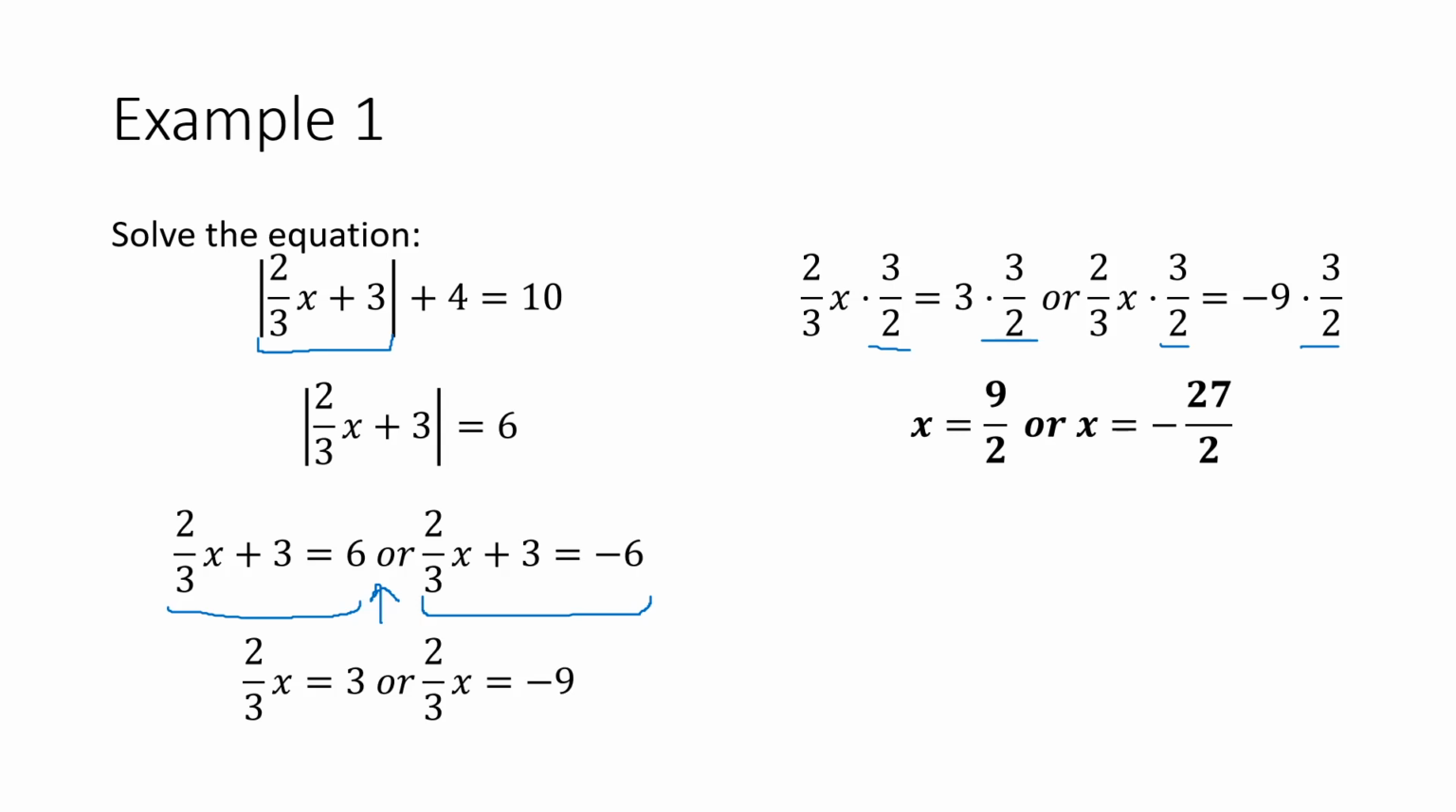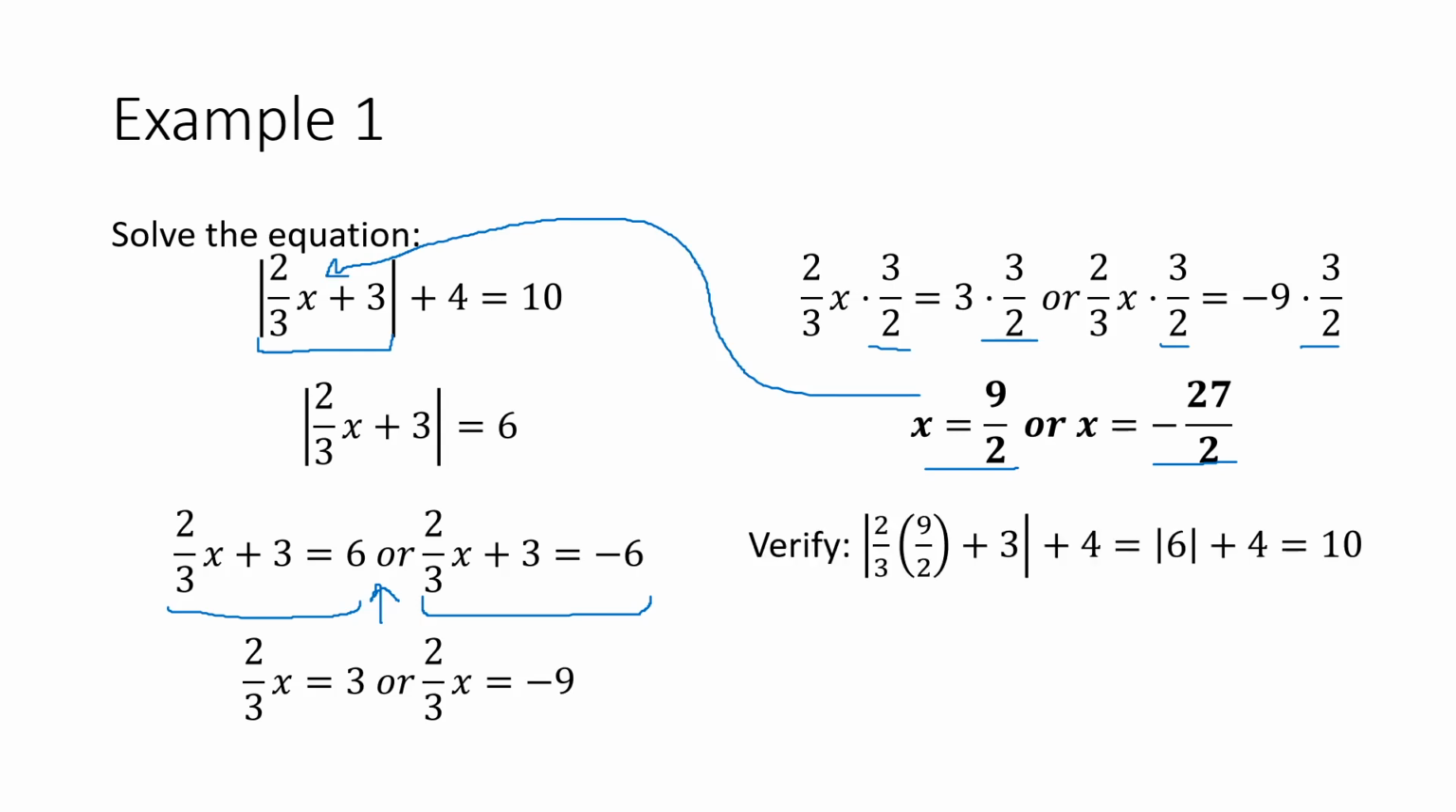-9 times 3 is -27 divided by 2. So it looks like our two solutions would be 9/2 or -27/2. Make sure that those x values actually work. You can go back and verify them, plug each one in all the way back into the original equation for x, and make sure that you get a correct statement.